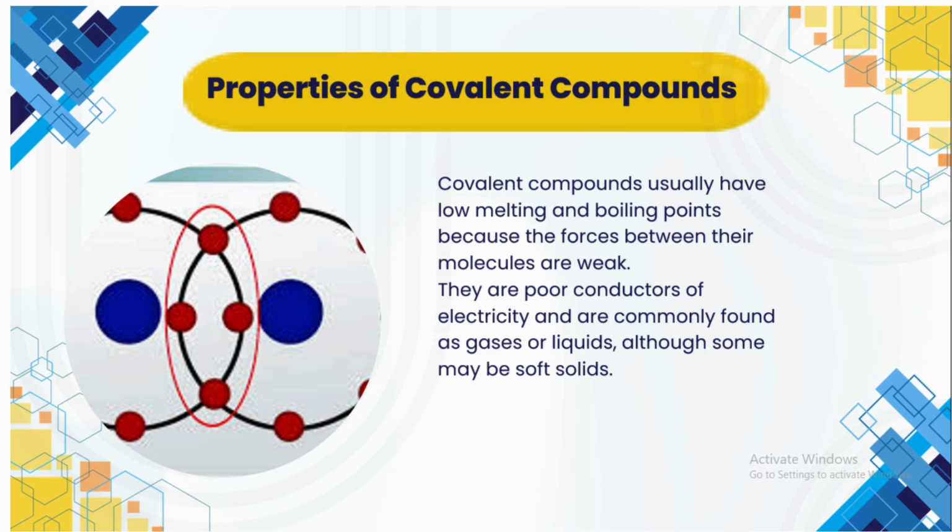Now we describe the properties of covalent bonds. Covalent compounds usually have low melting and boiling points because the forces between their molecules are very weak. They are poor conductors of electricity and are commonly found as gases or liquids, although some may be soft solids.